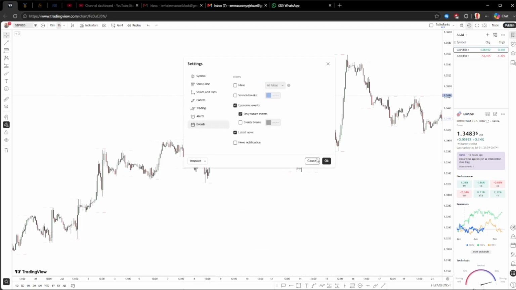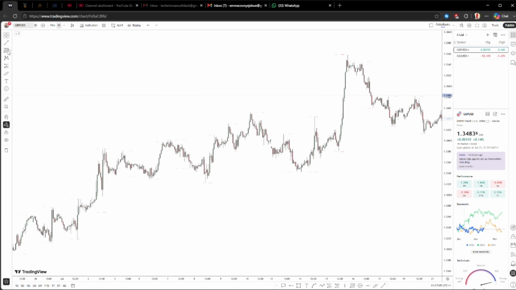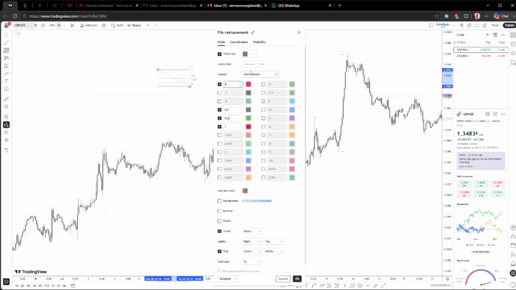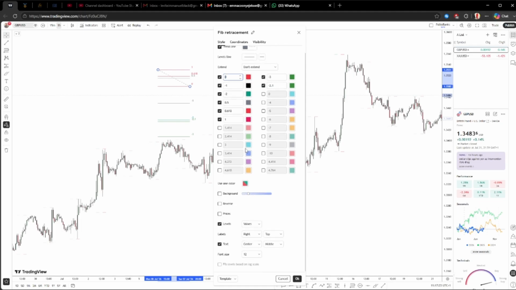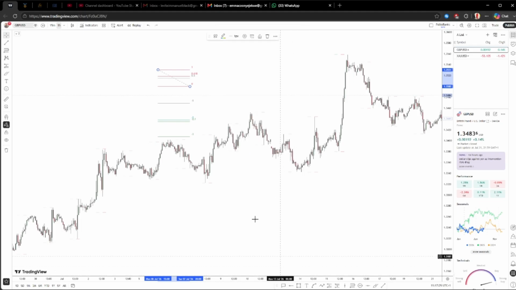Then about my Fibonacci levels, I think this is it. I have two Fibonaccis. This one is for my RR, the reward, and I have the one for premium and discount. So for premium and discount, these are the settings. And then for my RR, entry and RR, these are the settings here. Nothing much. You can pause the video and check.